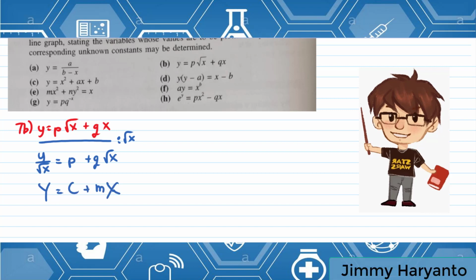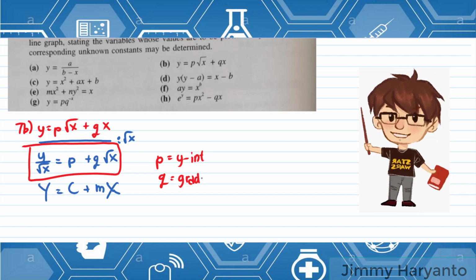So it's finished. We only have to explain what p and q are. P is the y-intercept, and q is the gradient. Remember, the number in front of x is the gradient and c is the y-intercept. This is for 7b.